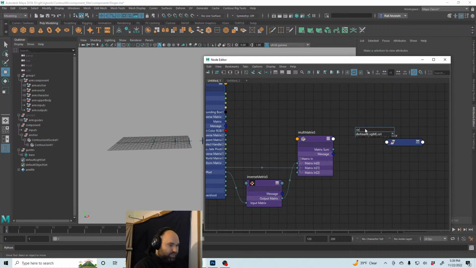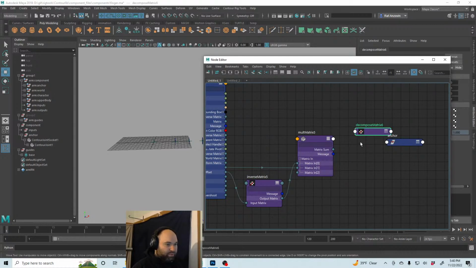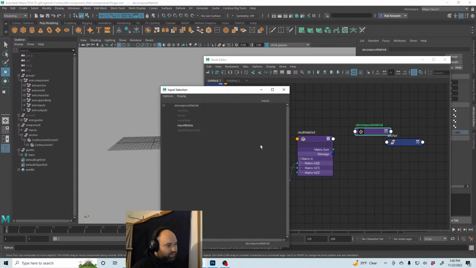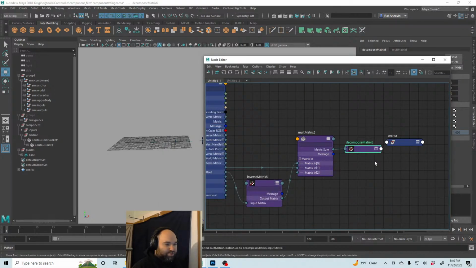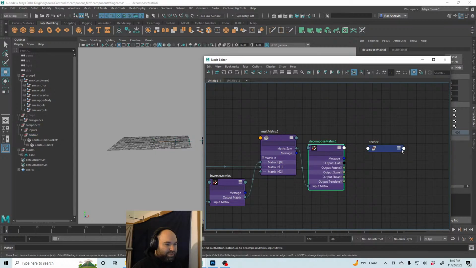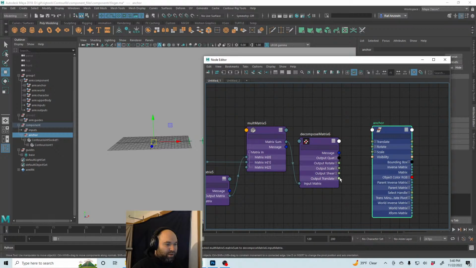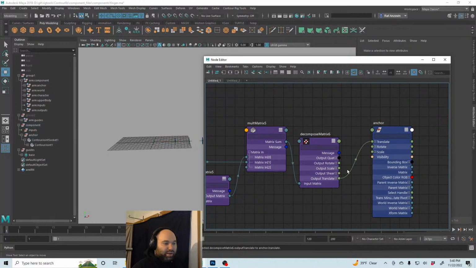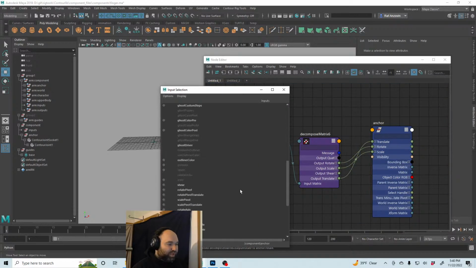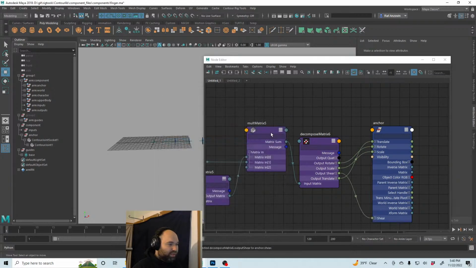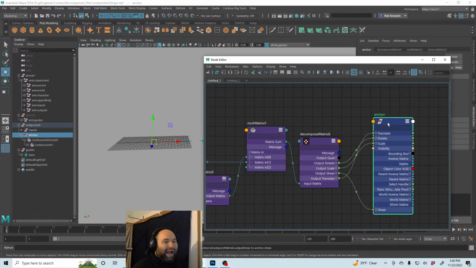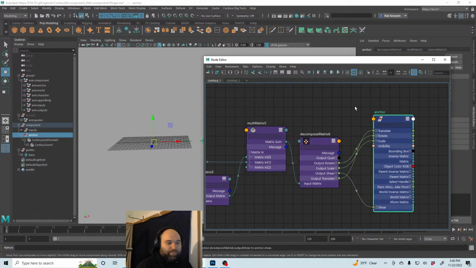Let's see, we want to decompose. Couldn't possibly have figured out that matrix sum goes into input matrix, clearly. And let's hook these up. Keeping in mind, very important, even though it's not always obvious, that you hook up shear as well. Otherwise, you are likely to get messed up scale results at some point. Shear is actually something included in an actual matrix, and if you want to ensure that you are properly doing the equivalent of driving this matrix directly, you must connect all four of them.